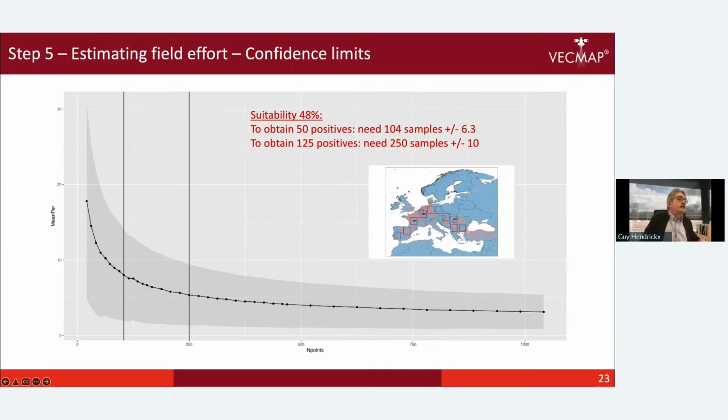So when you are at 48% suitability and we want to obtain 50 positives, we need 104 samples. 48% is a bit less than 50%, so we need more than 100 samples, plus minus 6.3, which is still very okay. So you would need to go to the field 104 times, and plus 6 would be 110 times. For 125 positives, we would need 250 samples, plus minus 10, in a situation where you have about the same number of positives and negatives.